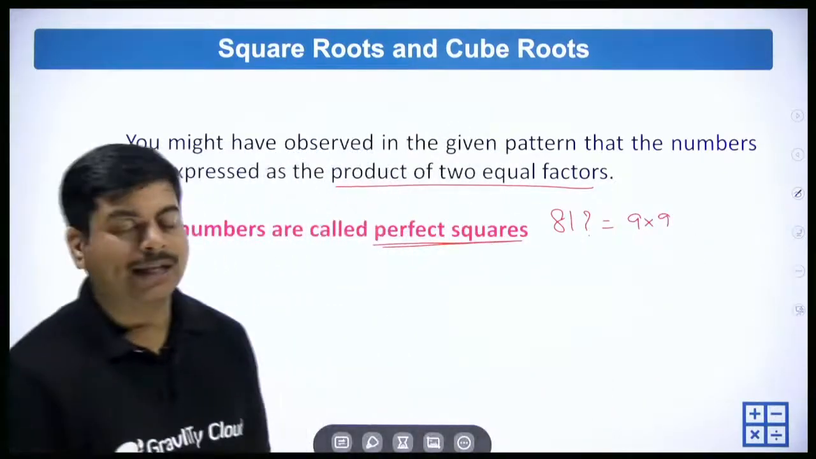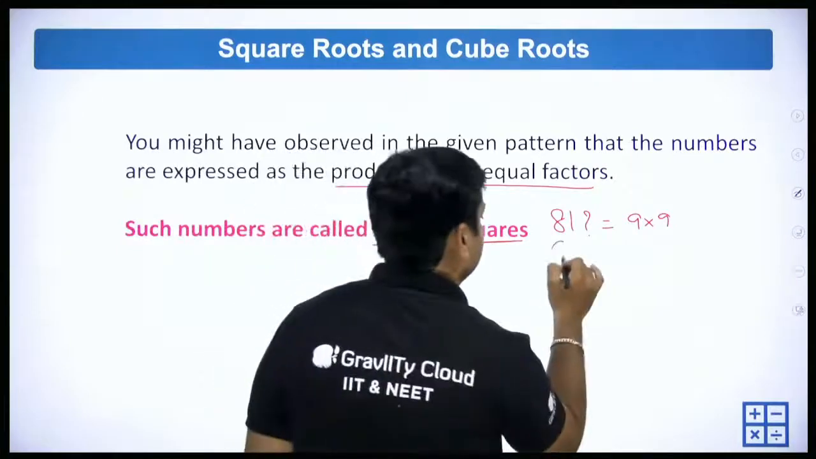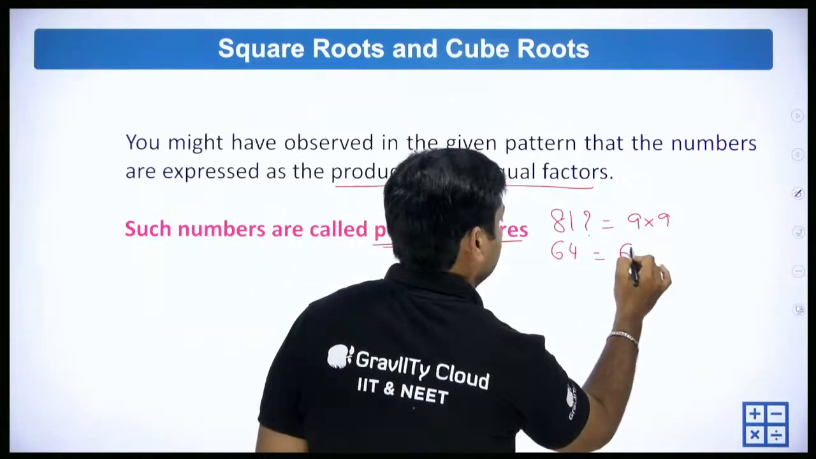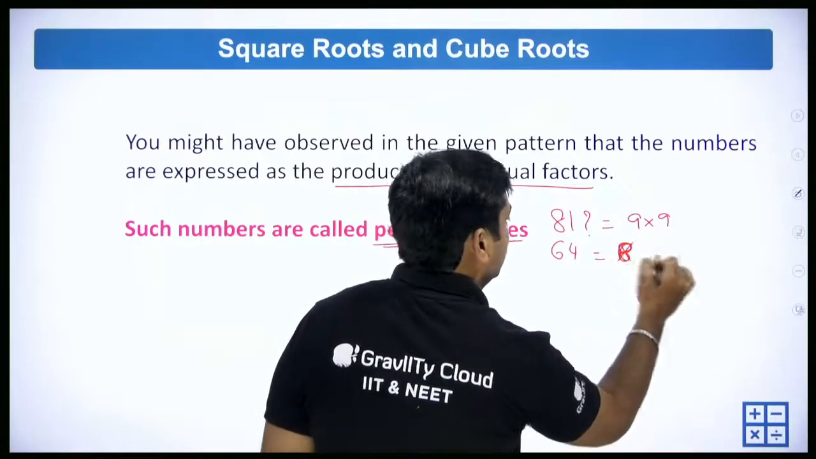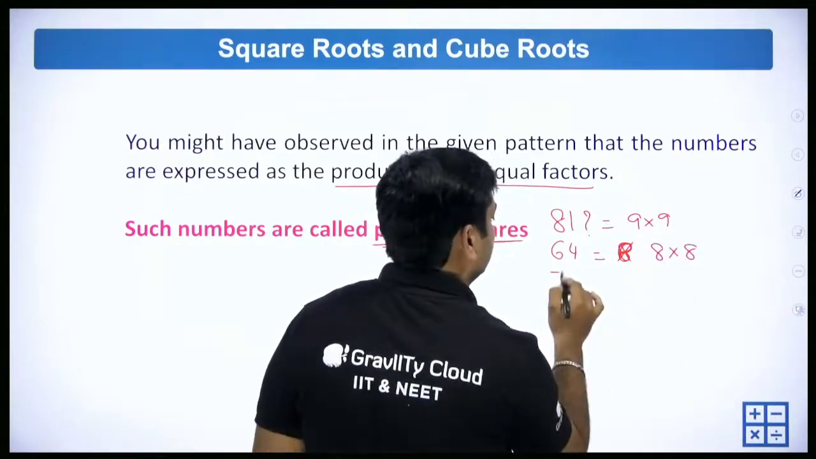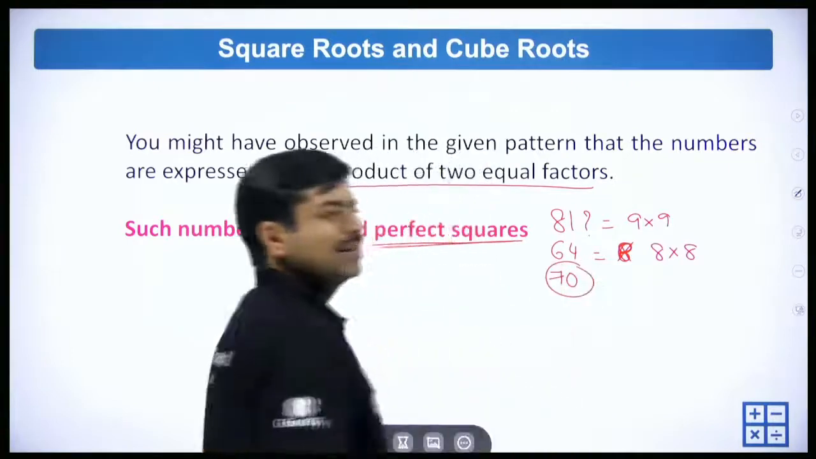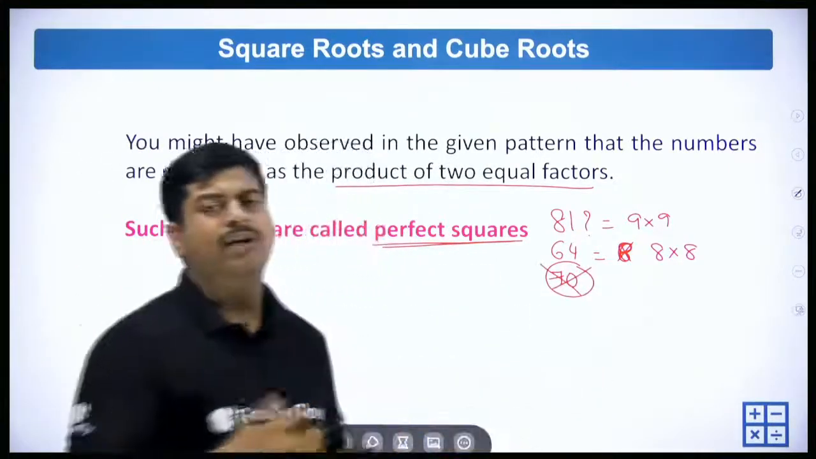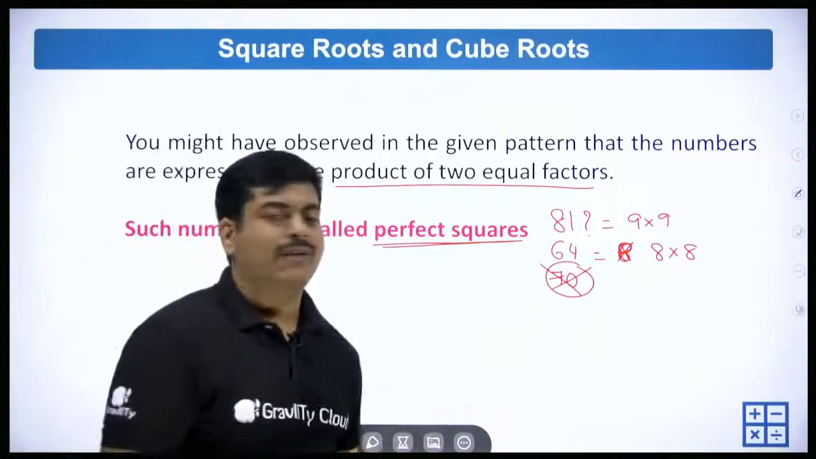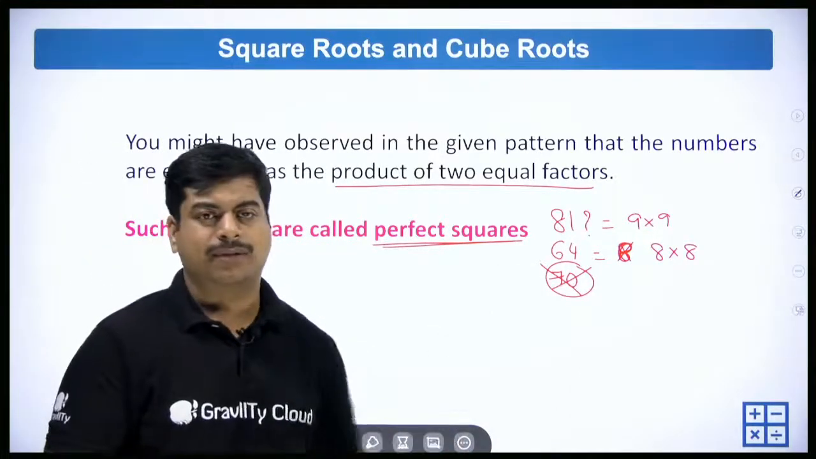81 can be written as 9 into 9, right? In the same way, I will go for 64. Is it 6 into 6? No, 8 into 8, okay? Let me write that properly. 64 is 8 into 8. What about 70? Is that a perfect square? No. 70 is not a perfect square because we don't have 7 into 7 or 8 into 8, 9 into 9, never we get 70. That is not a perfect square, okay?